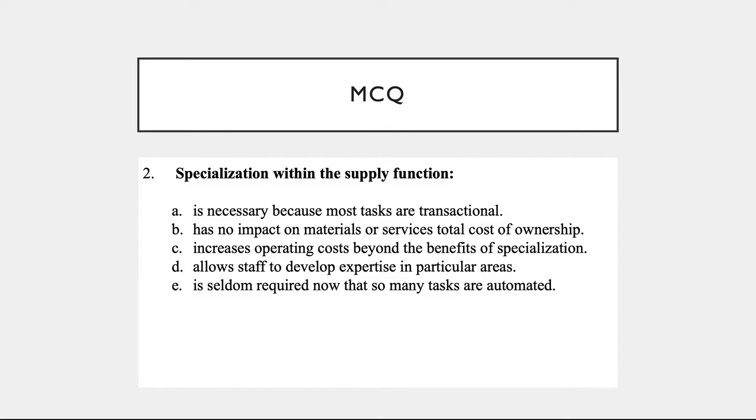D. Allows staff to develop expertise in particular areas. E. Is seldom required now that so many tasks are automated. Of course, here the answer is D. Specialization within the supply function allows staff to develop expertise in particular areas.